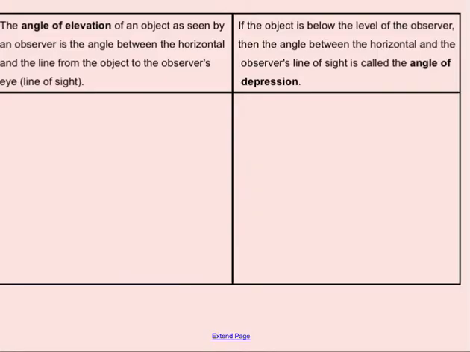First of all, the angle of elevation of an object as seen by the observer is the angle between the horizontal and the line from the object to the observer's eye, the line of sight. Now that's a lot of really confusing words. So let's just tap into Miss Humbert's artistry here and draw a picture.